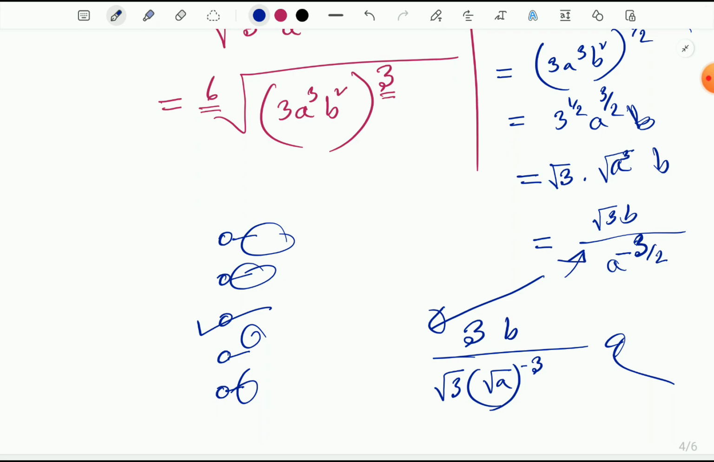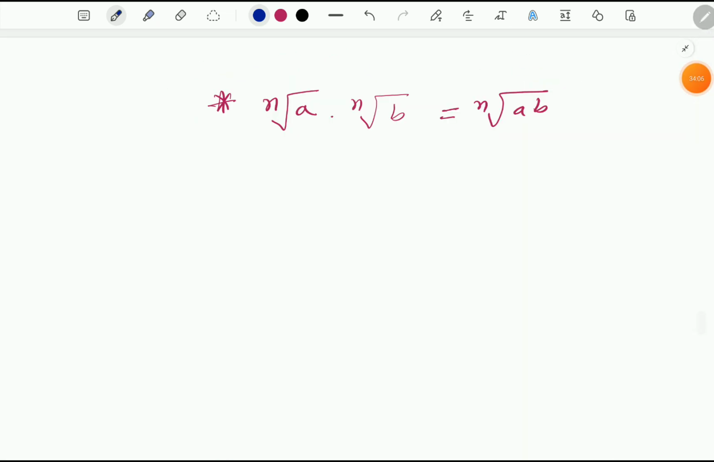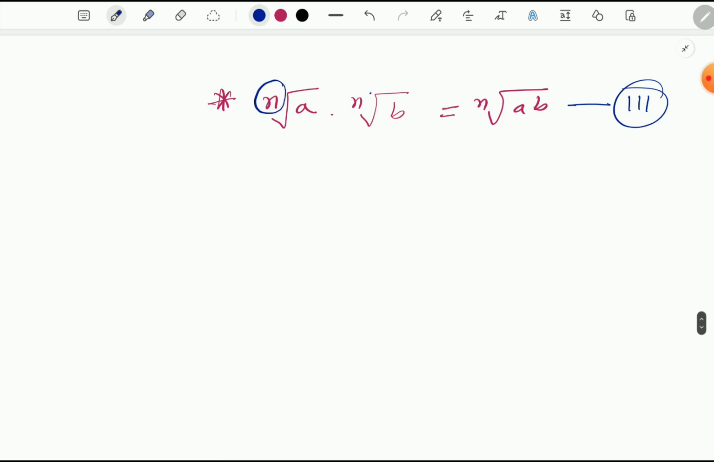Here is another formula. I would suggest you study it, memorize it. When the nth roots are the same, but the bases or the values inside the roots are not, in that case you can write this way: the nth root of a times the nth root of b equals the nth root of ab. Let's have an example.